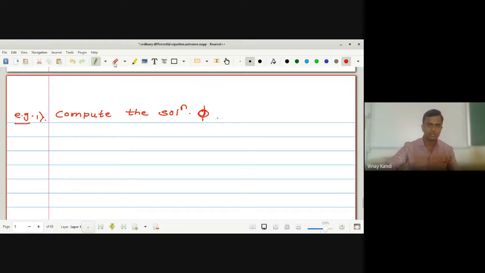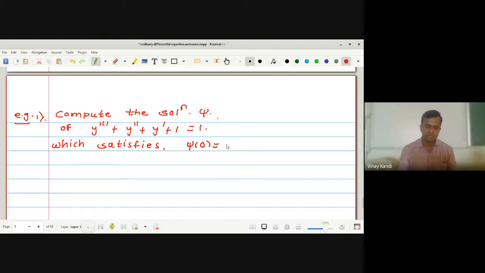Compute the solution psi of y triple dash plus y double dash plus y dash plus y is equal to 1, which satisfies psi of 0 is equal to 0, psi dash of 0 is equal to 1, and psi double dash of 0 is equal to 0.